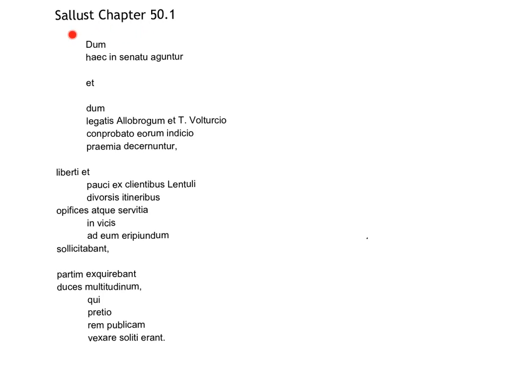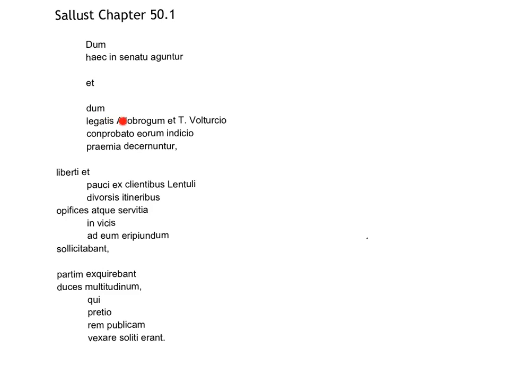Okay, so we have a ginormous dependent clause here, starting at the dome. That's why it's indented. Haec in senatu aguntur. This is referring to what happened in chapters 48 and 49, which we skipped. We have another dome clause here.